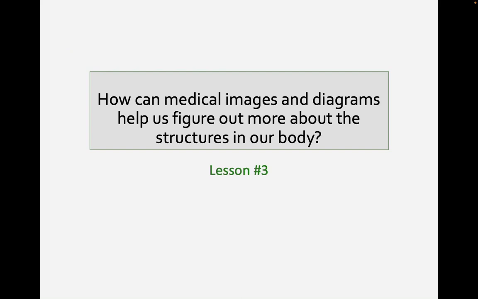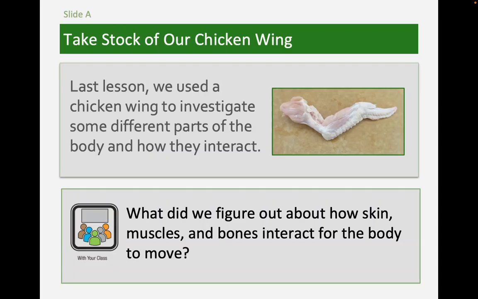Okay, so we're in lesson 3, and the question for today is, how can medical images and diagrams help us figure out more about the structures in our body? Yesterday and the last couple of days we've been looking at this chicken wing and what it tells us. We figured out that skin covers a body part, muscles help us move, bones are there for structure and also for moving. We were able to use the chicken wing to find that out by moving it back and forth with the muscle and seeing what happens there.